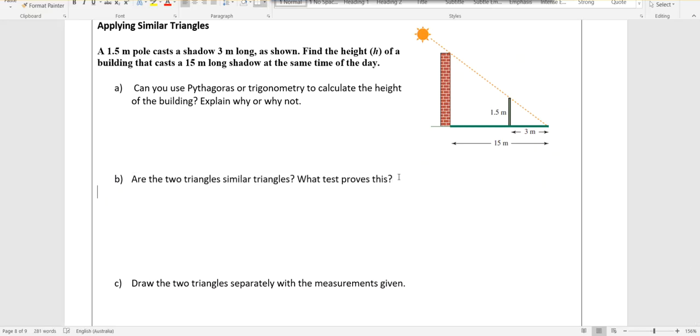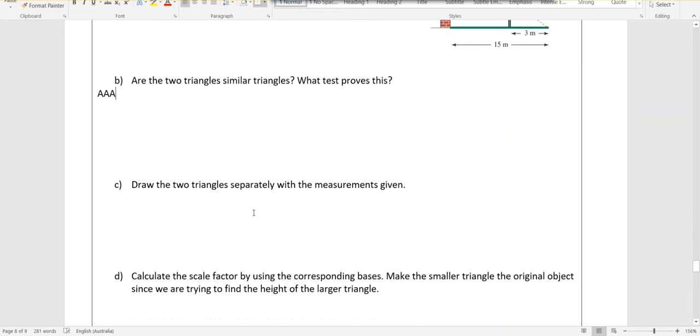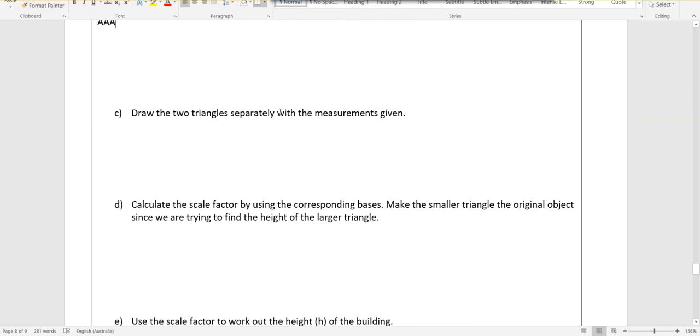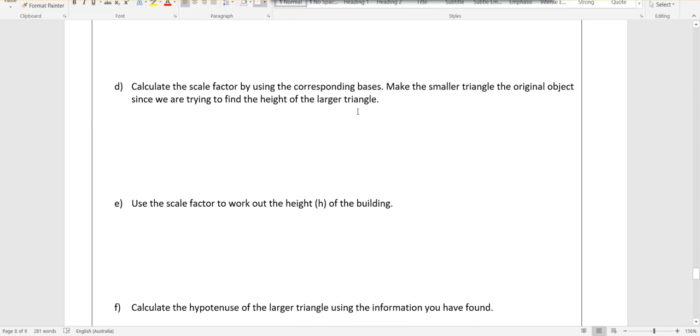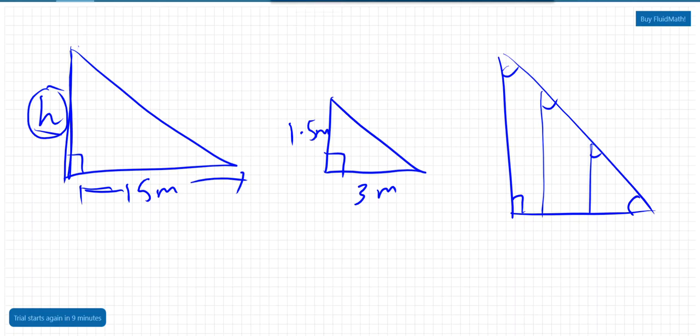So the test that proves this, you could have written AAA, angle, angle, angle. All the angles in these two triangles are the same. So they are both similar triangles. So we've done this part, draw the two triangles separately. Now, this is the next step. Calculate the scale factor by using the corresponding bases. Make the smaller triangle the original object, since we are trying to find the height of the larger triangle. So let's do this now.